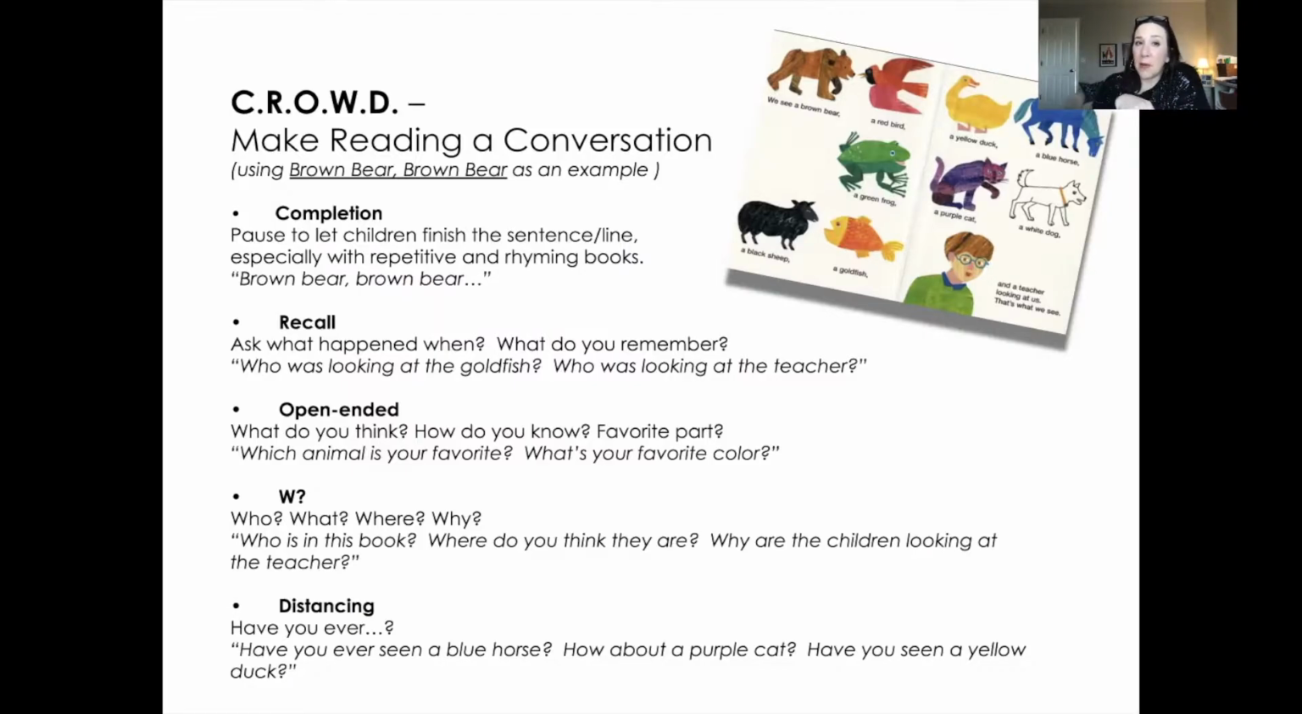Recall, asking about what happened, what do you remember? What's their understanding of the story? Who was looking at the goldfish? Who was looking at the teacher? At the end, asking these questions.